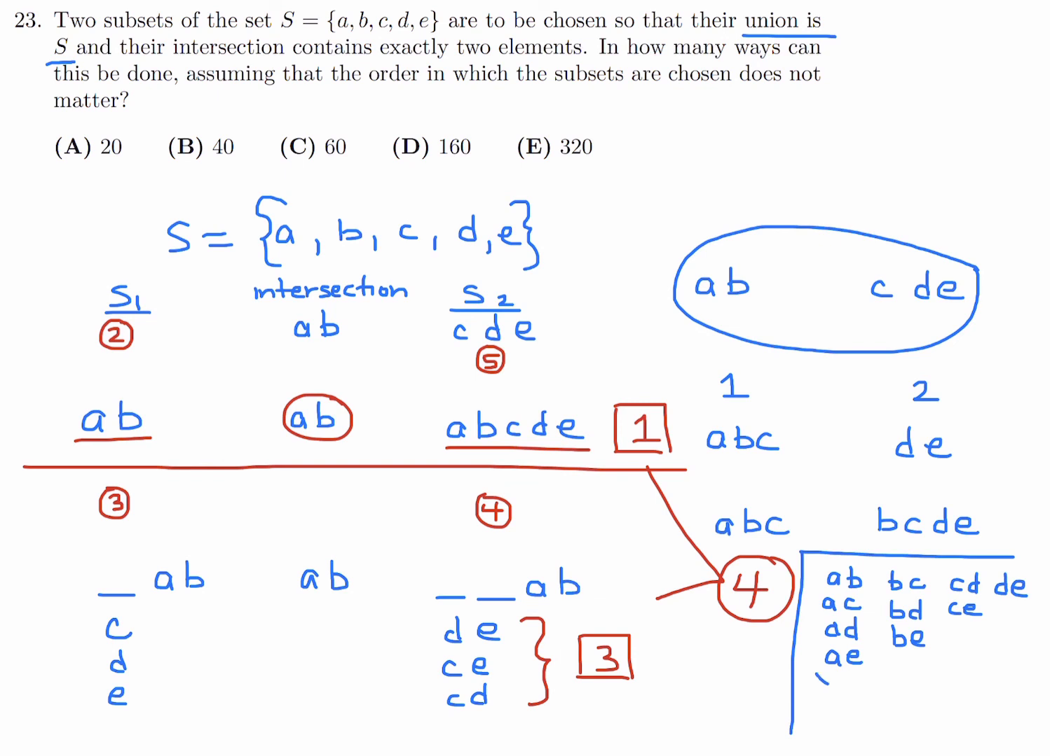This is 10. There's 10 ways of choosing that intersection, and for each of those, there's going to be 4 possible scenarios. So 10 times 4 is the total, which is 40. So 40 is the answer to number 23, which is choice B.